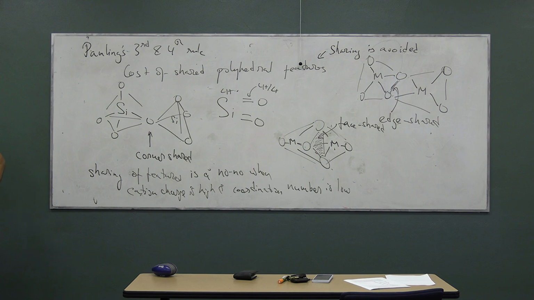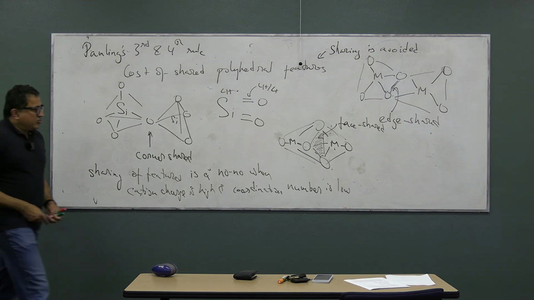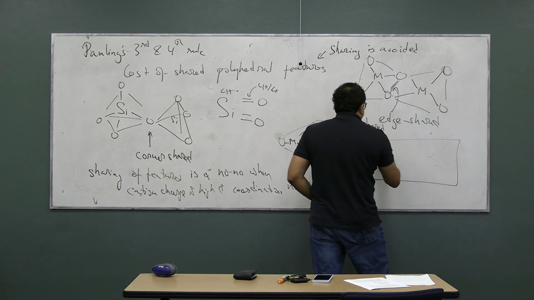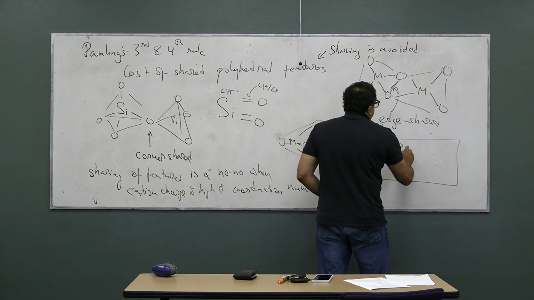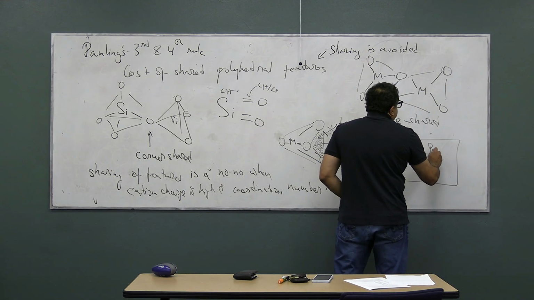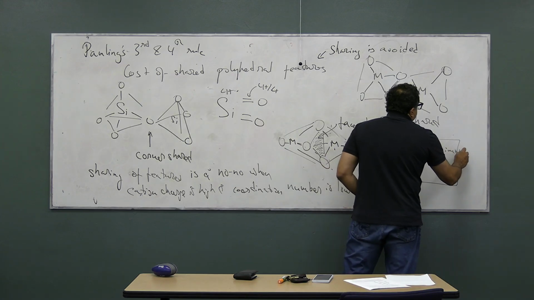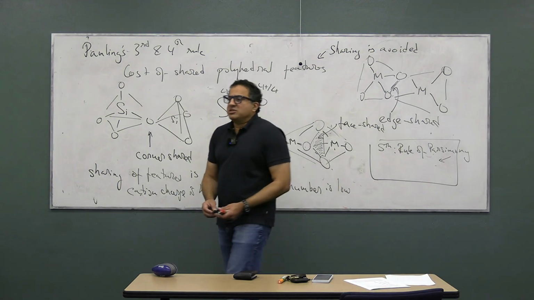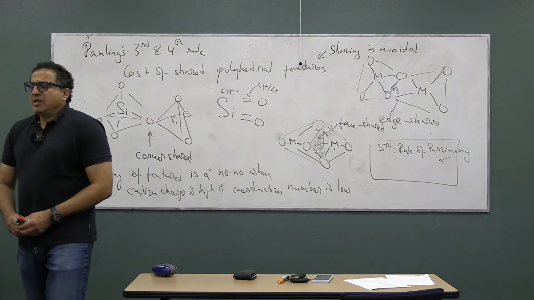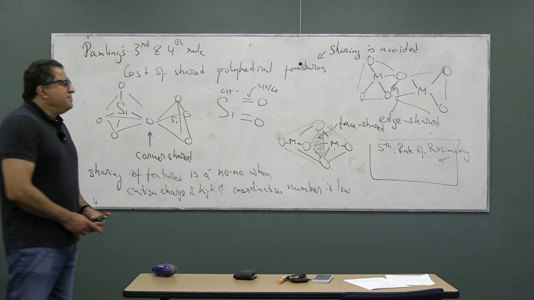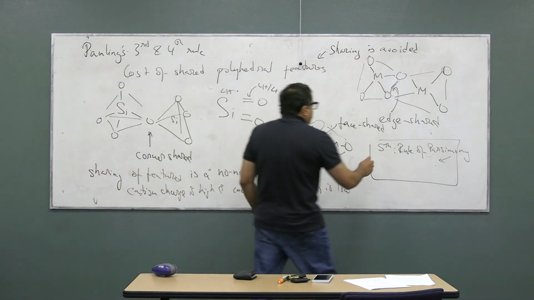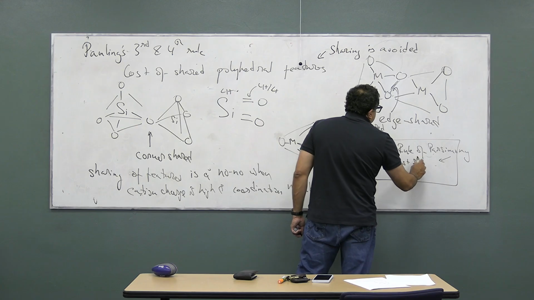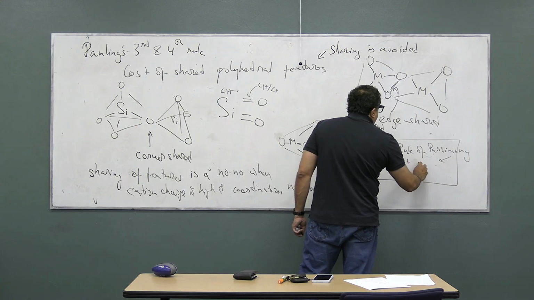And this is actually a very interesting rule. The 5th rule is called the rule of parsimony. Rule of parsimony. That structures of ionic crystals tend to be as simple as they can possibly be. Simplest structures preferred. Do you know what this is called in philosophy?